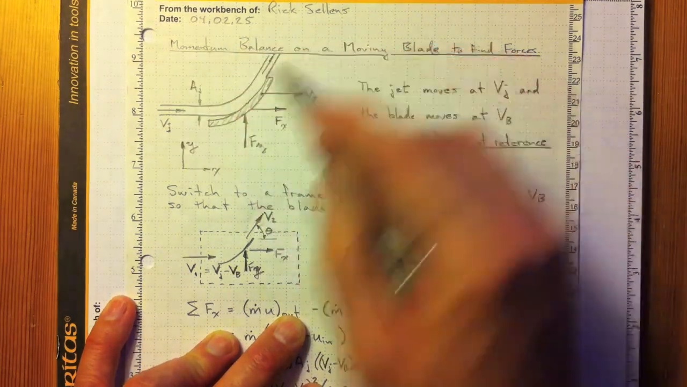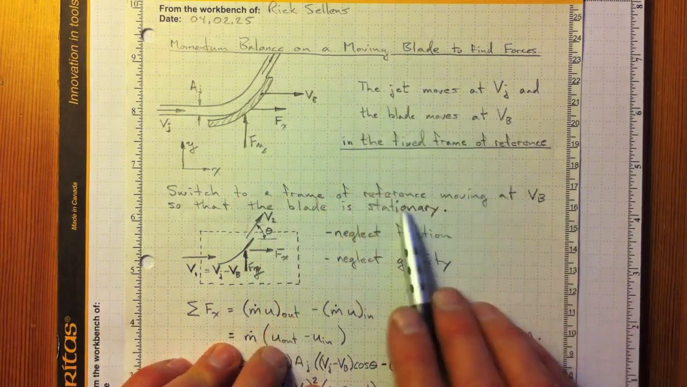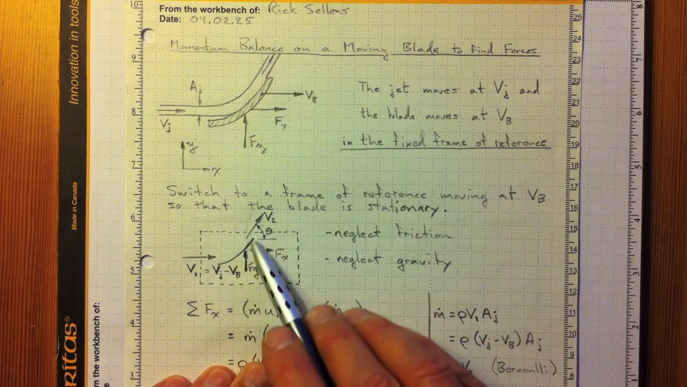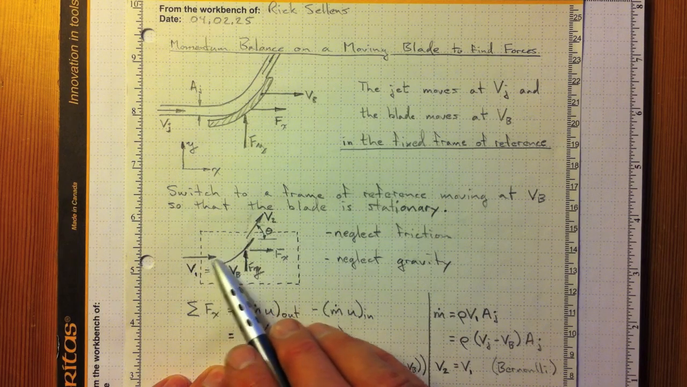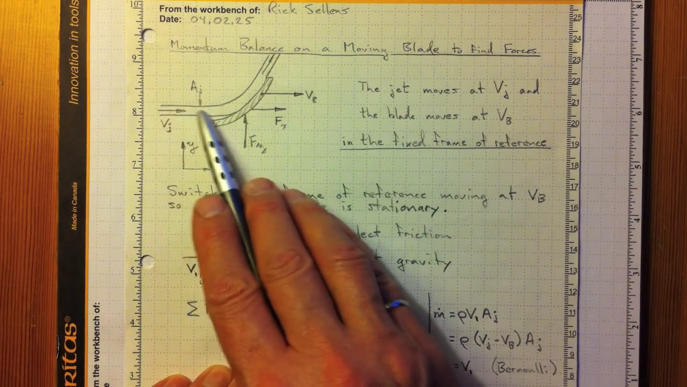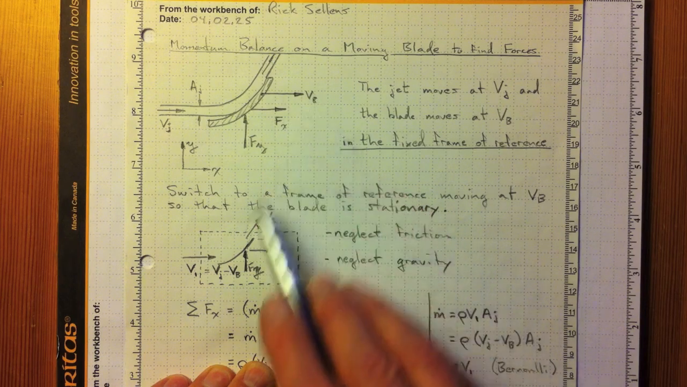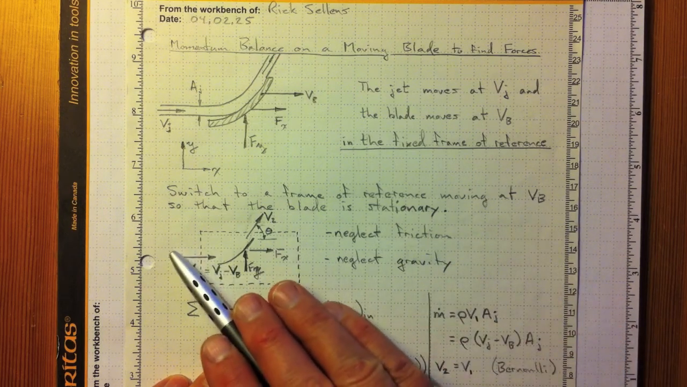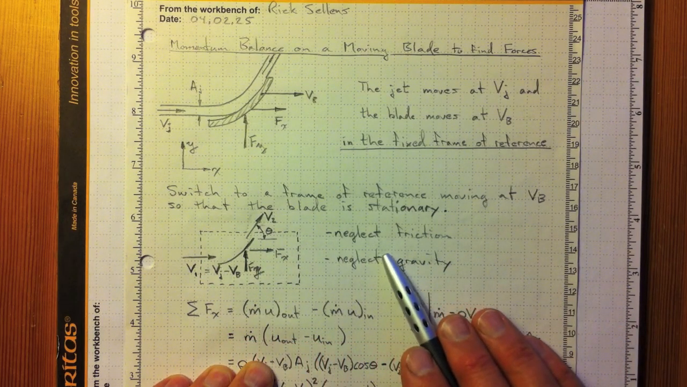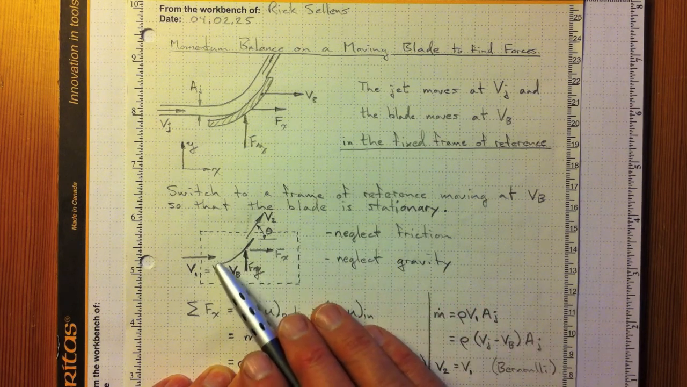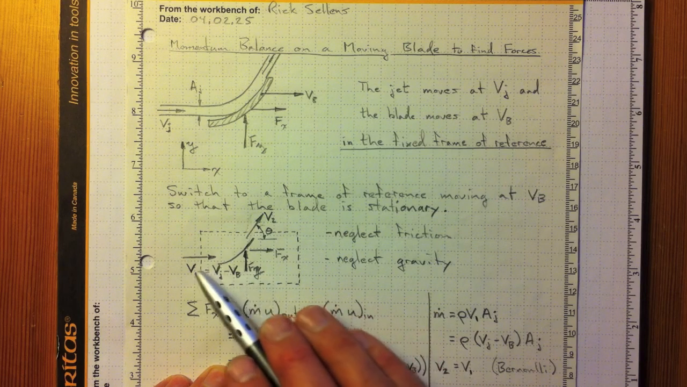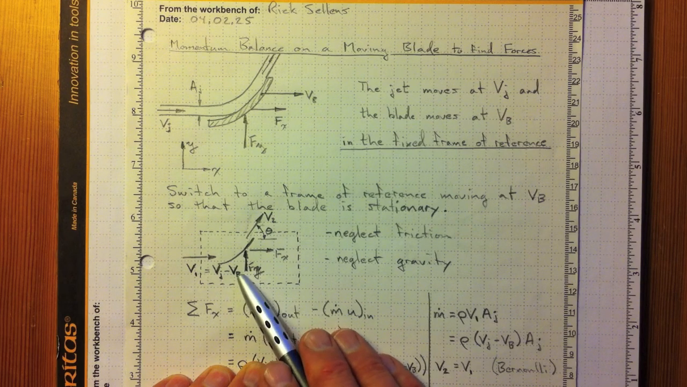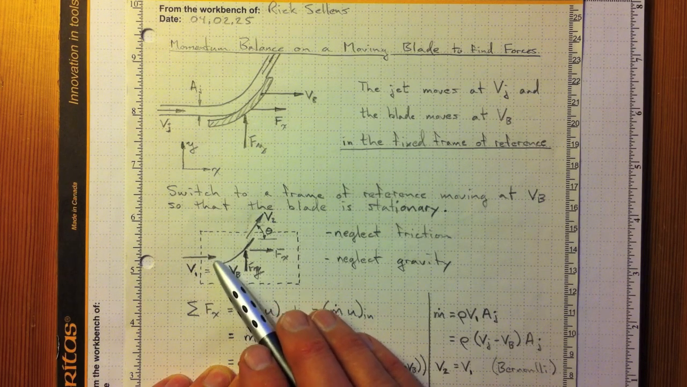Let's instead choose a frame of reference that moves with the blade, and then the blade will be stationary. So here's what we see inside our frame of reference with the blade stationary. The velocity coming in here is the jet velocity minus the blade velocity, because the frame of reference is now moving this way at the blade velocity, so that the jet is only catching up by the difference between the jet velocity and the blade velocity. So if the blade was traveling at the same speed as the jet, then the water would be approaching the blade at a relative velocity of zero. That would be V jet minus V blade. So it comes in here at V jet minus V blade.